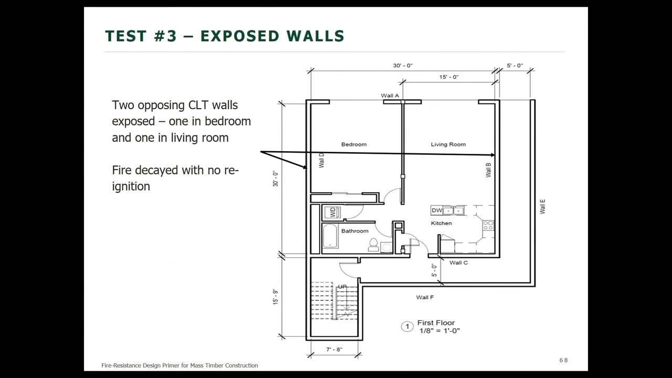Now with this next slide, we made a comment about the difference in test number 3 and the exposed wall, and what I've tried to do here is just point out where those exposed walls were. So you've got wall D and then wall B. Those are CLT walls, and those were fully exposed in this test. Again, as with the other tests, the fire decayed with no reignition, so basically it self-extinguished.